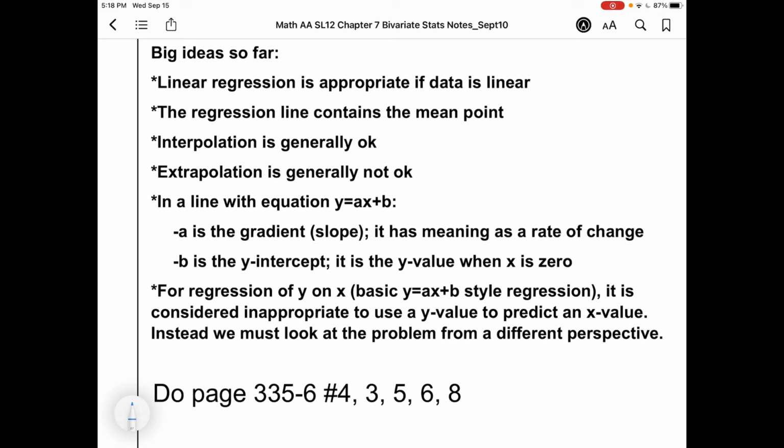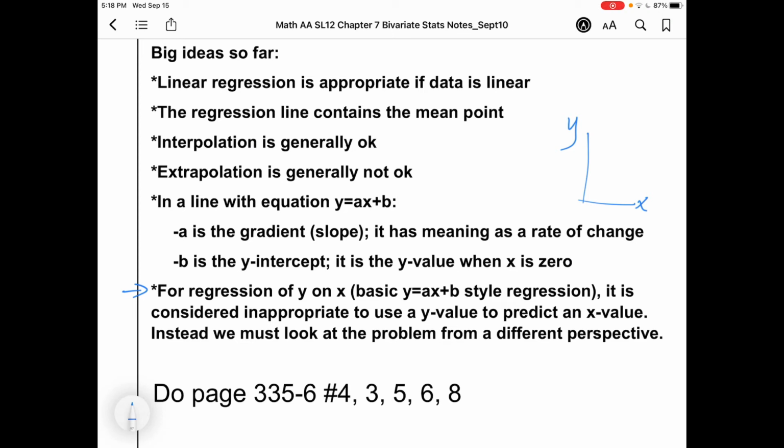In a line with an equation y equals ax plus b, a is the gradient, or the slope, and slope has meaning as a rate of change. You can look at whatever you're measuring on your y and x axes to give it some meaning. B is the y-intercept. It's the y value when x is 0. And then the last one is saying that you can't predict x from a y value using these standard y on x regressions. But we will deal with how to do that in a little bit.